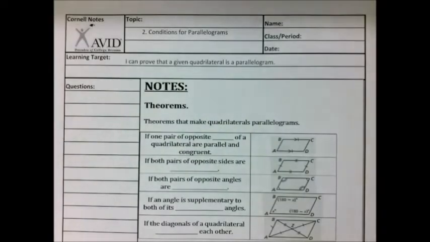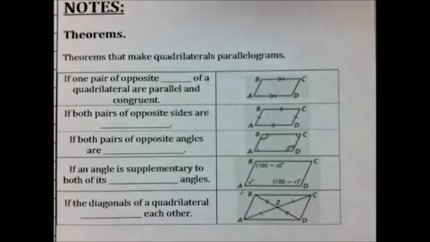All right, so we're going to talk about the conditions for parallelograms. Essentially, your learning target is: I can prove that a given quadrilateral is a parallelogram. We're going to do a couple of theorems here that make quadrilaterals parallelograms. It's a lot of the same thing as yesterday, except now we're saying that if this is a quadrilateral that has these things, then it's going to be a parallelogram, okay?